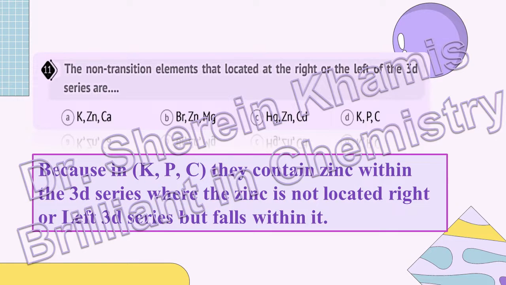The other choices contain zinc in the 3D series, where zinc is not located at the right or the left of the 3D series but falls within it as a transition element. So our choice will be letter D, potassium, phosphorus, and carbon. That will be the right answer here. Okay, let's go to question 12.